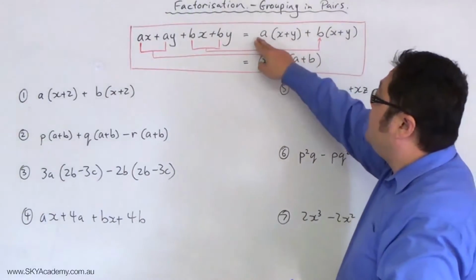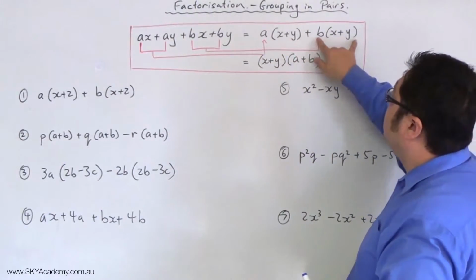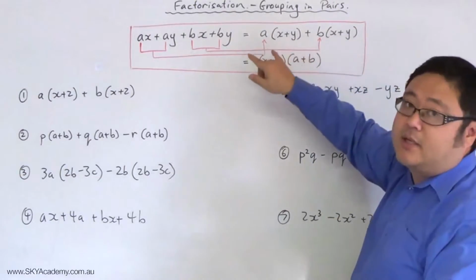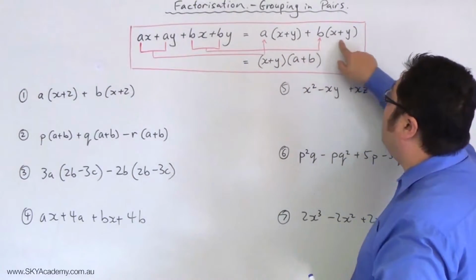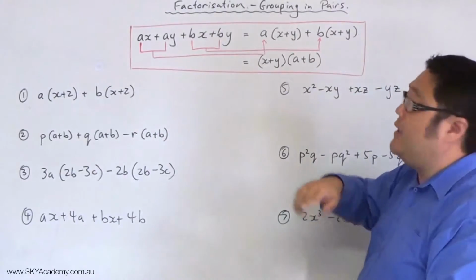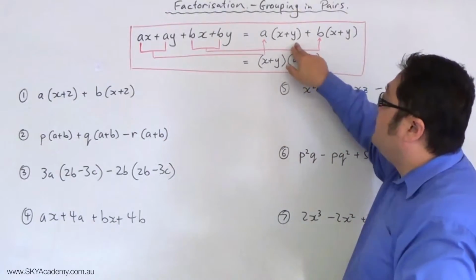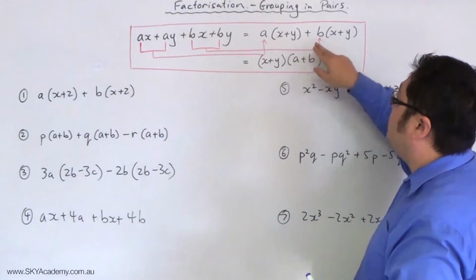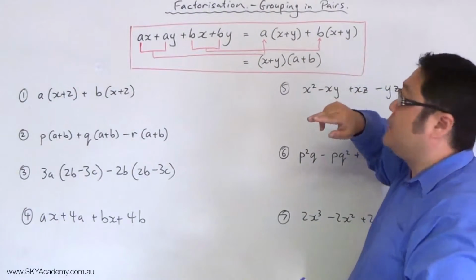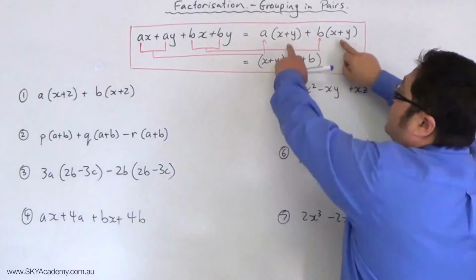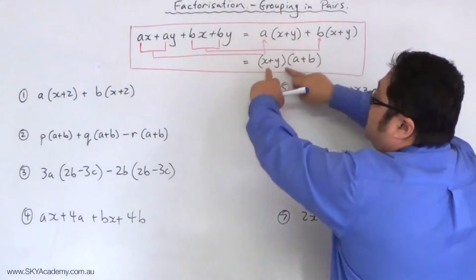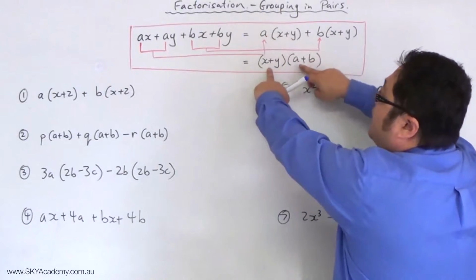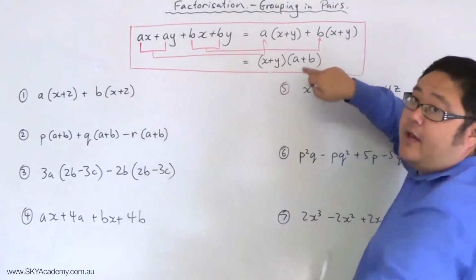What you'll notice is you've got two products, or two expressions, of which x plus y is common to both. You can take what's common out. So let's take the x plus y out and bring it to the front, which means that this a can go there and that b can go there.